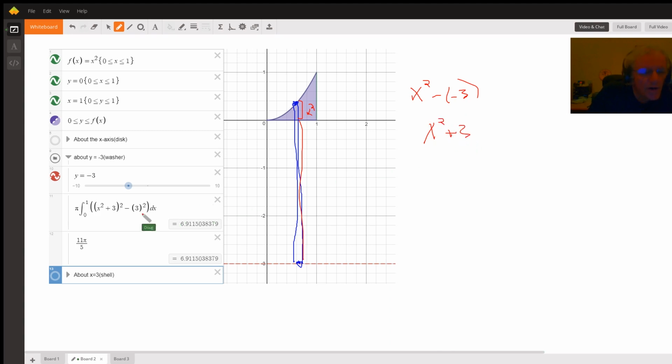Of course, we've got to square the outer radius. The outer radius squared minus the inner radius squared, where the inner radius is the distance from the axis of revolution to the inside portion of the region being rotated. Well, that's just 0 minus -3, or 3. So 3 squared. I think it is 6x squared, find the antiderivative, etc. And it looks like 11 pi over 5 is the exact value.